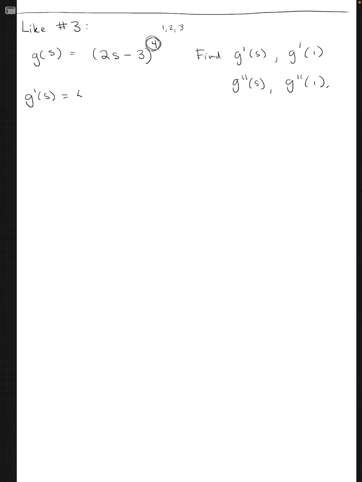So we take this 4 and we bring it down out front. And then we reduce the power there. This stuff all stays the same, right? The base stays the same. But then we also have to multiply by the derivative of the inside, right? So in this case, it's 2. Right, so that's the generalized power rule here. It's really the only efficient way to get this done for the bigger numbers. If it was 1, 2, or 3, that's not a big deal. Bigger than that, it gets a little obnoxious. Right, and then when we want g prime of 1, we just have to plug that in.